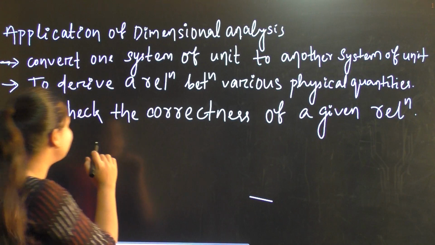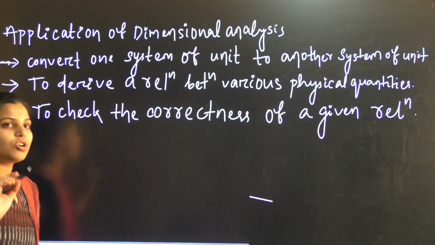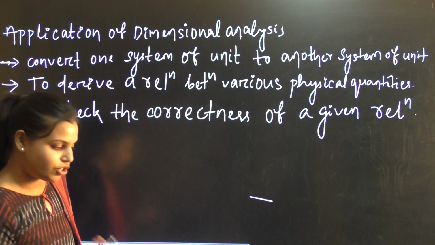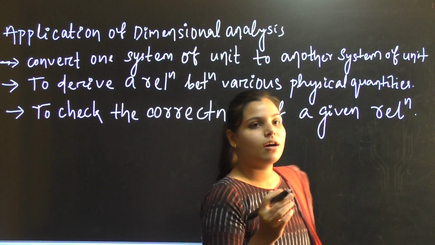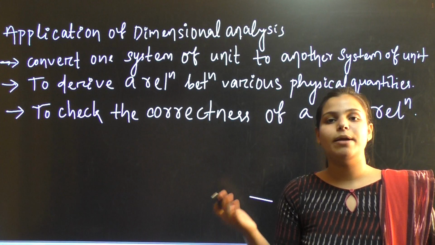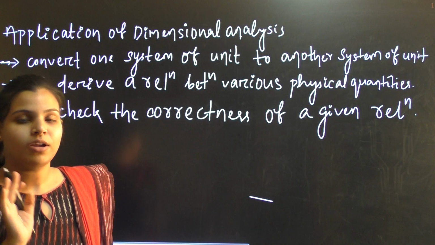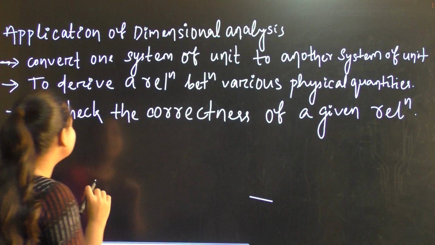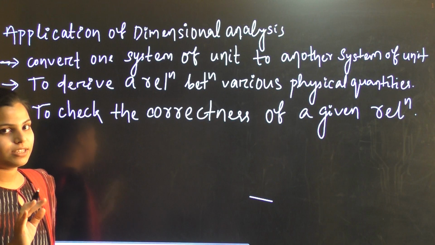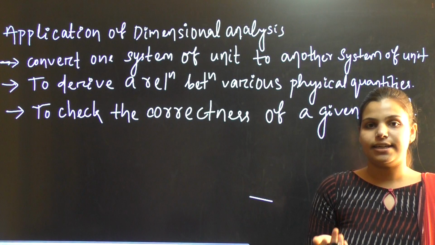So what is the first application? Convert one system of unit to another system of unit. It means if the question gives you an SI unit, then you can convert that into MKS unit by using this dimensional analysis property. Next, second is to derive relations between various physical quantities. And third is to check the dimensional correctness.